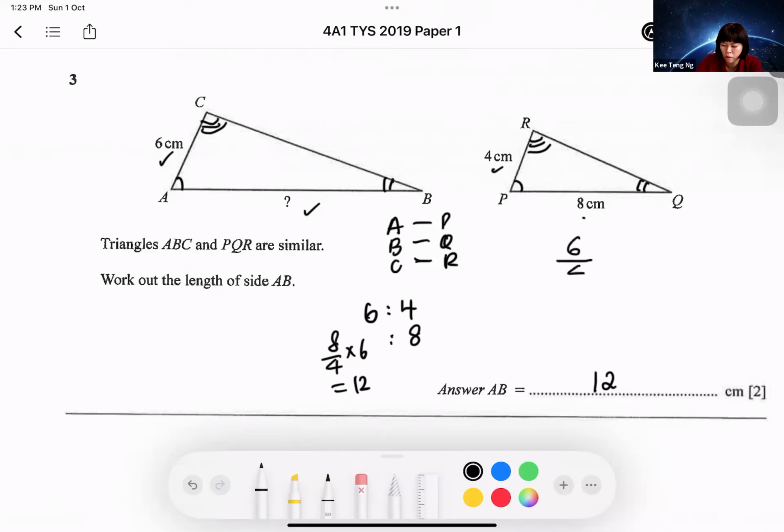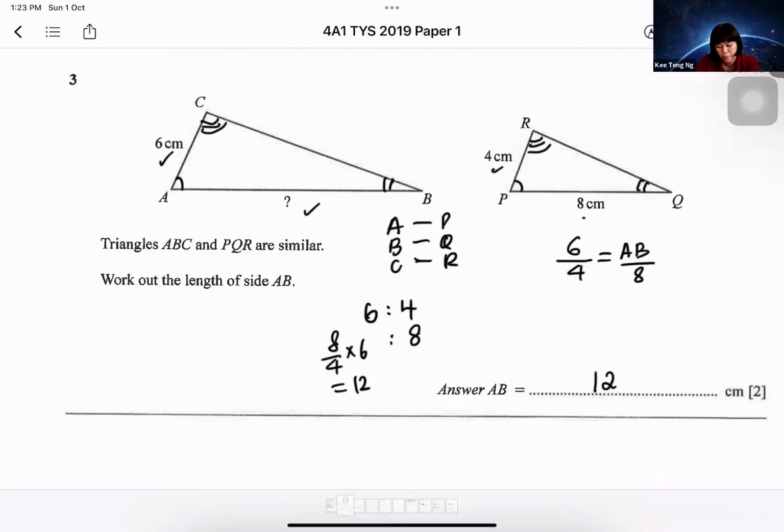6 over 4, AB over 8. Okay, so the order is up to you, but please do the big over the small, big over small, or small over big, small over big. Don't change the position anyhow.